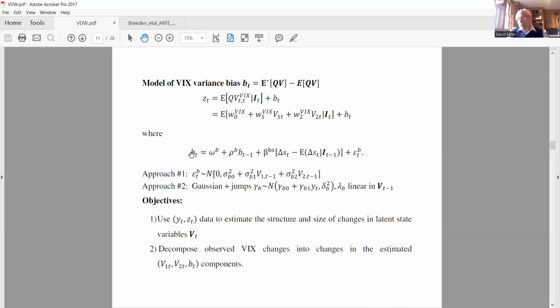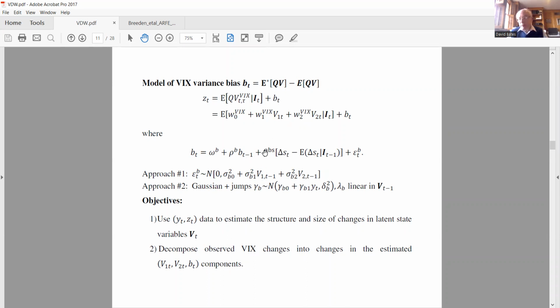In particular, I used a very simple daily model for the bias, basically that it's autocorrelated. So it's an autoregressive bias: some constant, plus some autocorrelation in the previous day's bias, which of course would be the difference between yesterday's VIX and yesterday's assessment of quadratic variation.